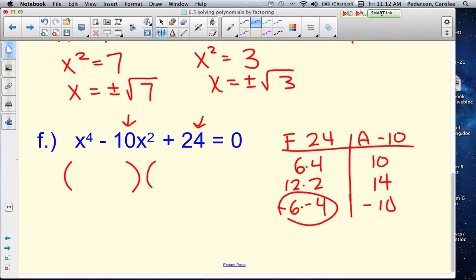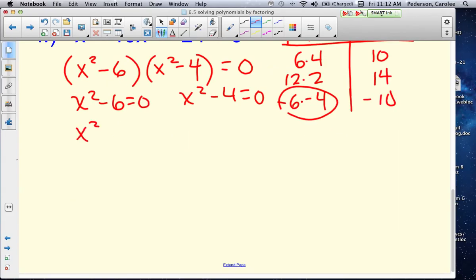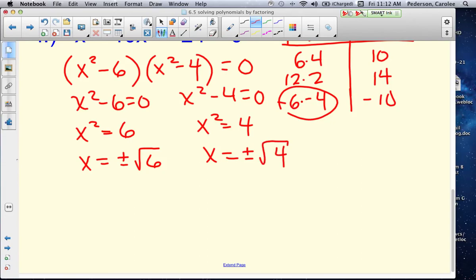So we split up the x squared and the x squared, and then minus 6 and minus 4. Now use the zero product property to solve for x. X squared equals 6, so then x equals plus or minus the square root of 6. And then solve by undoing x squared equals 4. So then x equals plus or minus the square root of 4, which is a perfect square. So plus or minus the square root of 4 reduces to plus or minus 2.